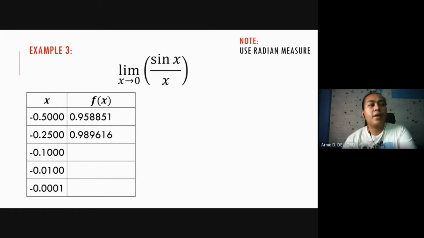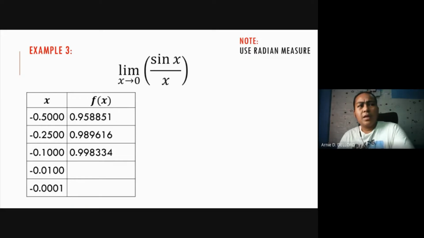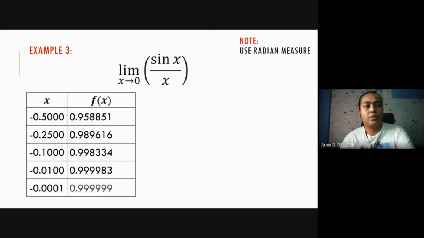Okay? If the value of x is negative 0.1, the value of the function is 0.998334. If the value of x is equal to negative 0.01, the value of the function is equal to 0.999983. And if the value of x is negative 0.0001, the value of the function is equal to 0.999999. Okay?